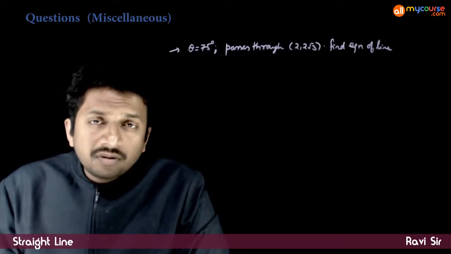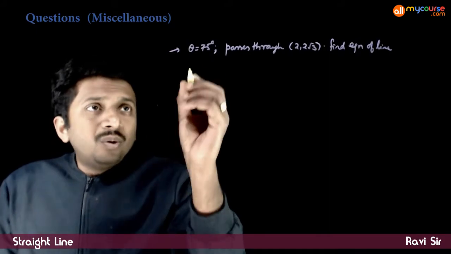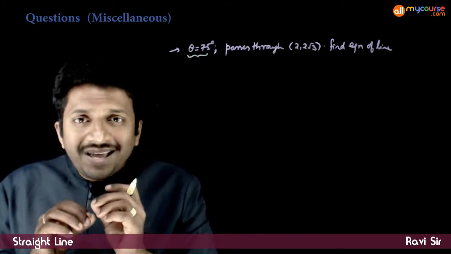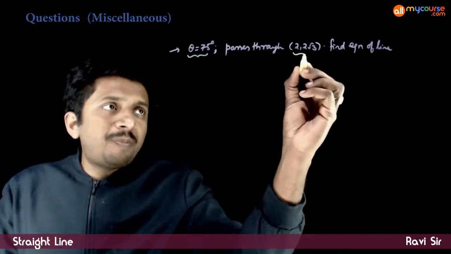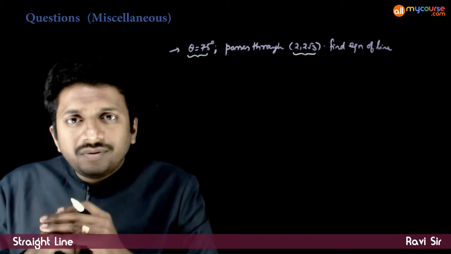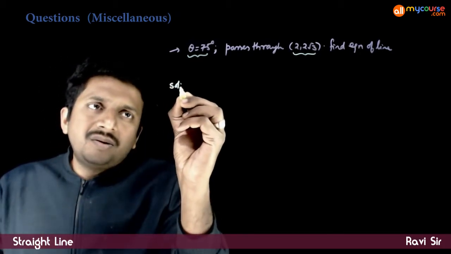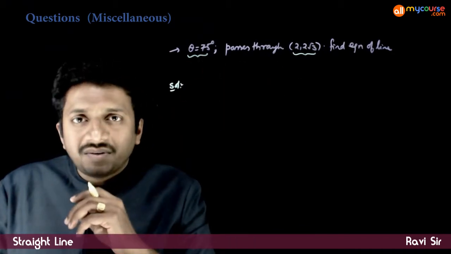In this question, you're asked to find the equation of a line whose inclination is 75 degrees, that is, which makes an angle of 75 degrees with the x-axis and which passes through the point (2, 2√3). So the inclination is given and the point through which the line passes is given.